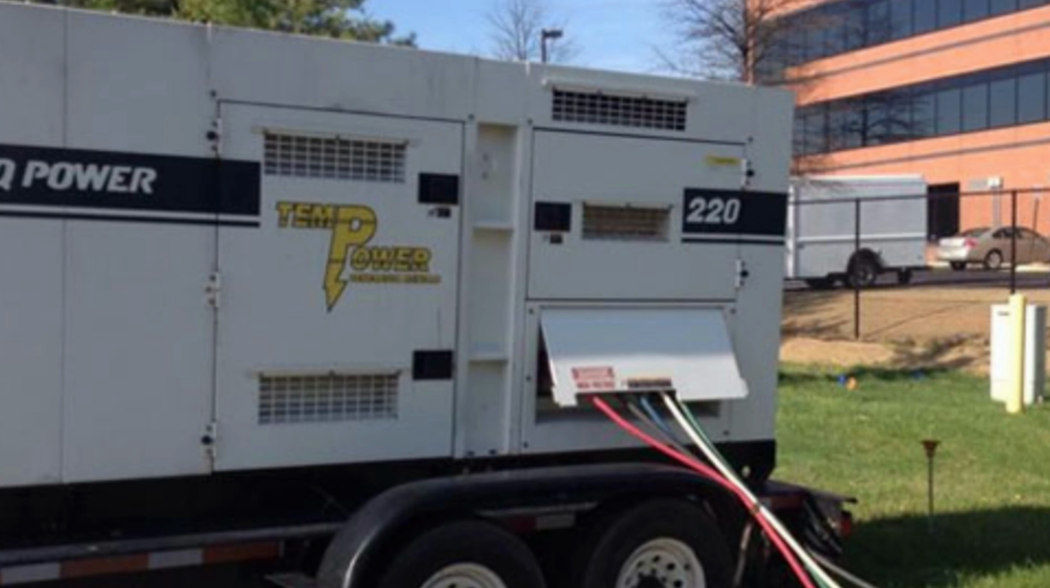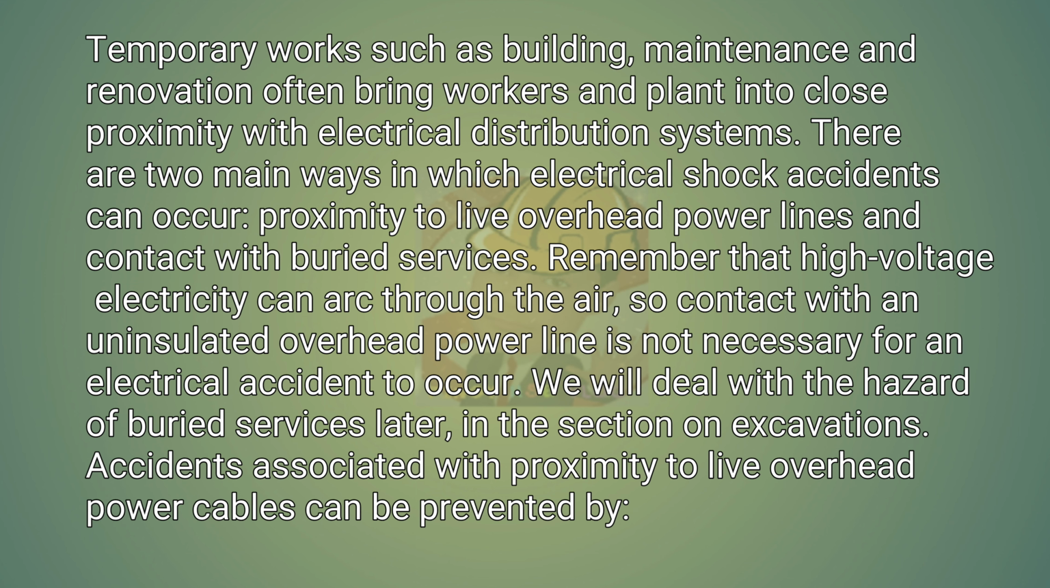Temporary works such as building, maintenance and renovation often bring workers and plant into close proximity with electrical distribution systems. There are two main ways in which electrical shock accidents can occur: proximity to live overhead power lines and contact with buried services. Remember that high voltage electricity can arc through the air, so contact with an uninsulated overhead power line is not necessary for an electrical accident to occur. We will deal with the hazard of buried services later, in the section on excavations.